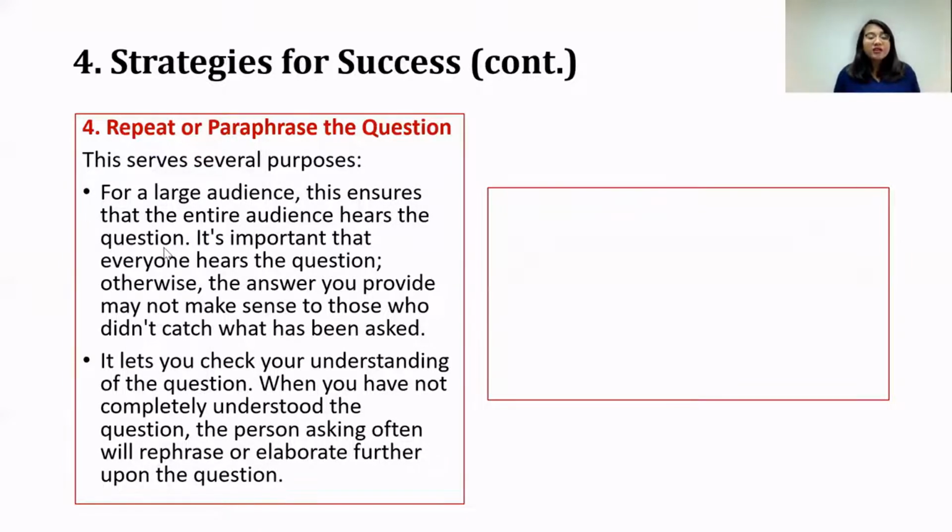It lets you check your understanding of the question. So another benefit, when you have not completely understood the question, the person asking often will rephrase or elaborate further upon the question. So by paraphrasing the question asked to you, it also gives the questioner an opportunity to make sure that their question is accepted precisely. If not, then they will elaborate it or paraphrase it or deliver it in different wordings or statements.